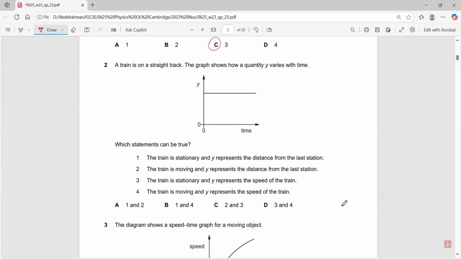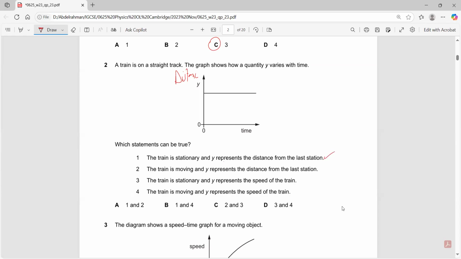A train is on a straight track. The graph shows how the quantity y varies with time. Which statements can be true? So there is a quantity y, and it's varying with time. As we can see, this y is constant, right? The train is stationary, and y represents the distance. If you write down distance on the y-axis, would the train be stationary? Yes, it would be stationary.